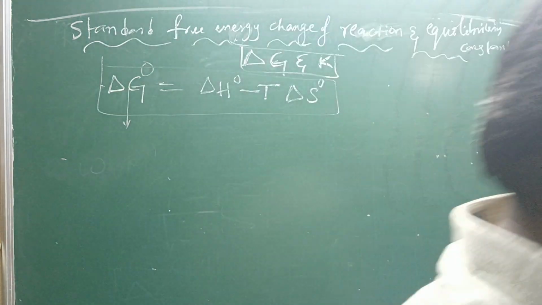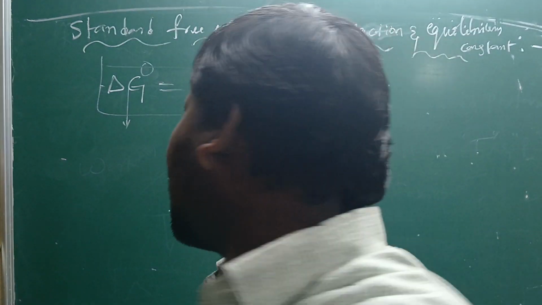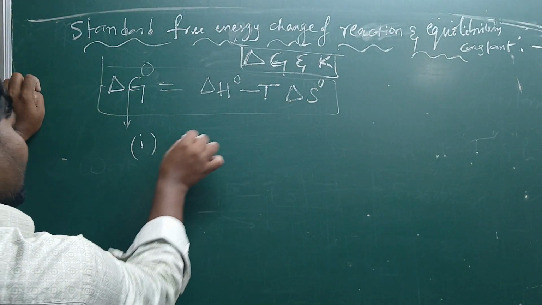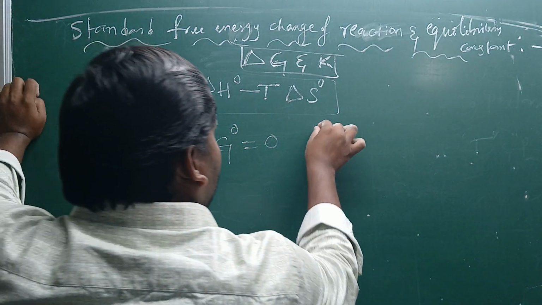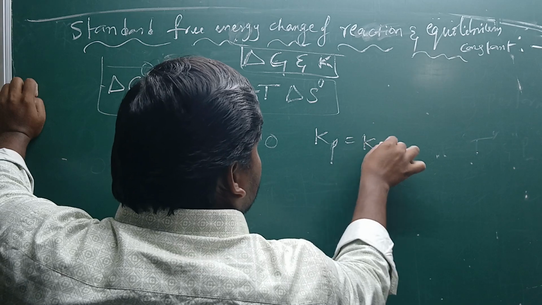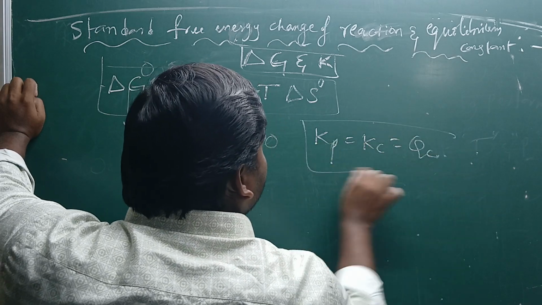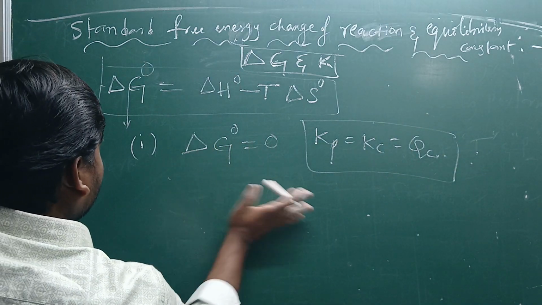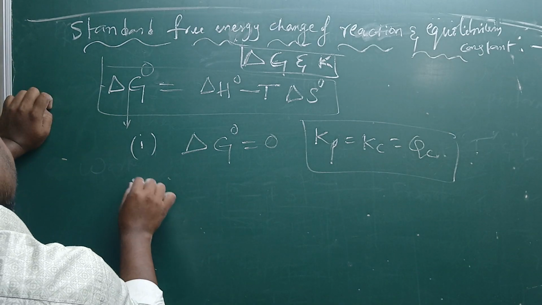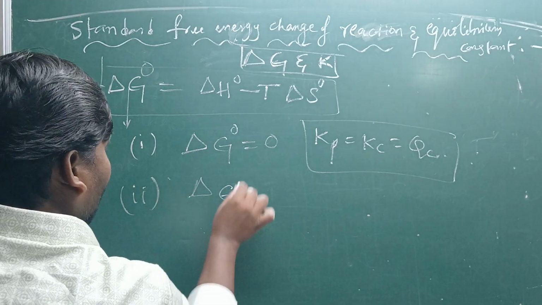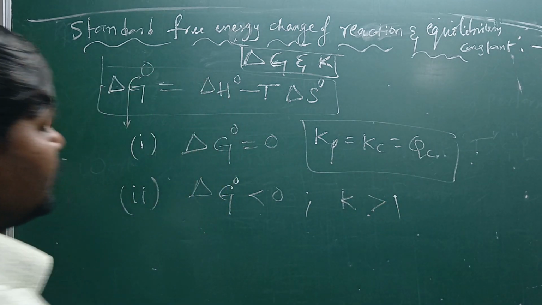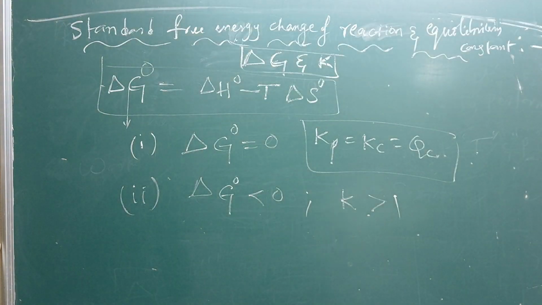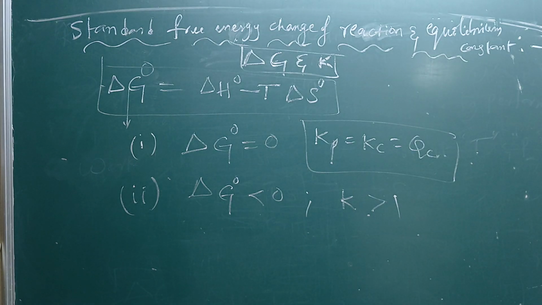Now, here some conditions are there. What are the conditions or cases? If delta G naught is equal to 0, then Kp is equal to Kc or is equal to Qc. That is the first condition. If you take the second case, if delta G naught is less than 0, meaning negative, the K value is always greater than 1.